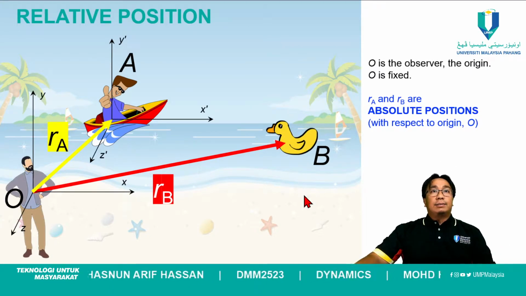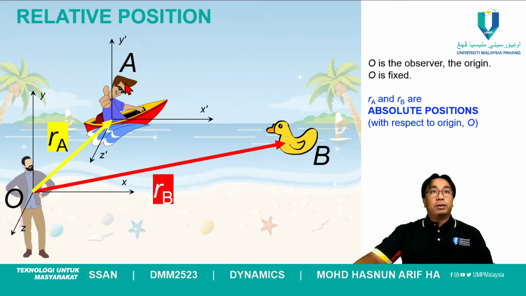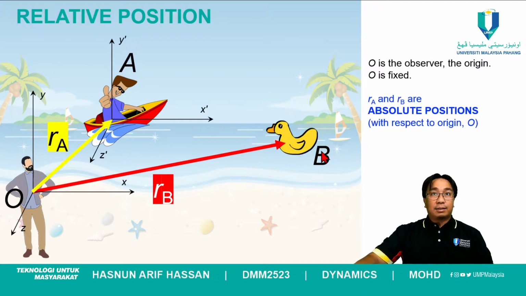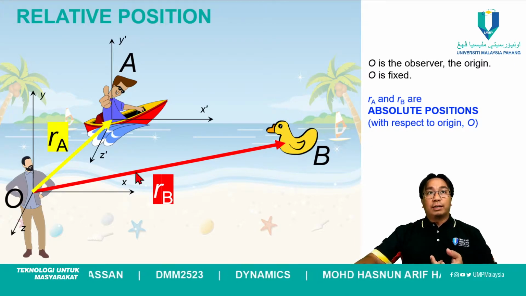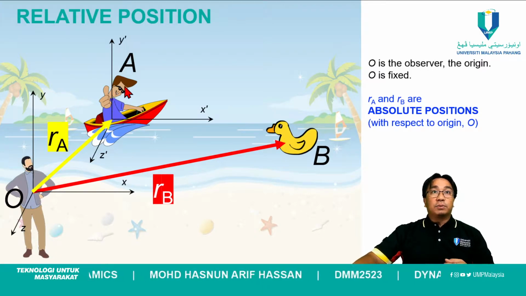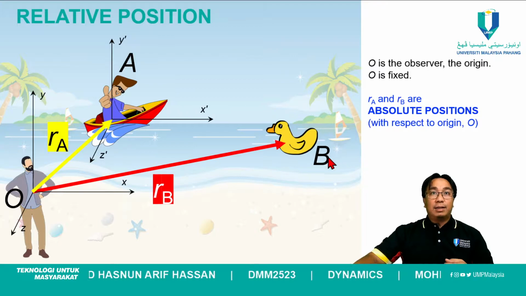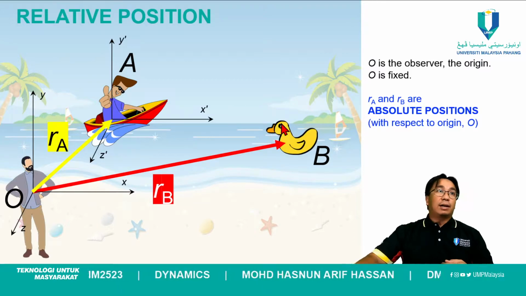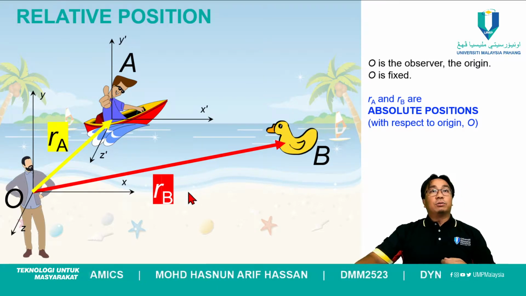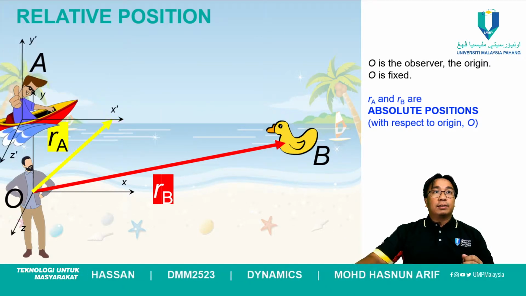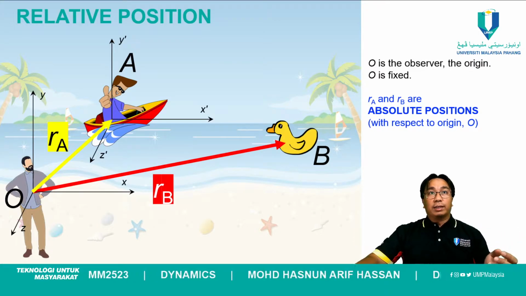Now, let's say this man on a boat now wants to observe the duck that is swimming on the ocean as well. Okay, remember sebelum ni, this standing guy is observing the man on the boat and the duck. Now the man on the boat also wants to observe the duck. This guy at A wants to become an observer also. Okay, but this guy is moving. Remember, this guy is moving, is traveling.